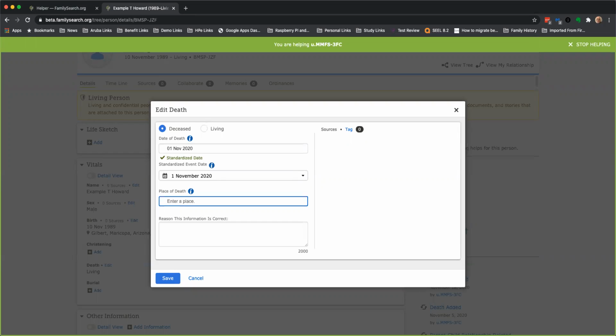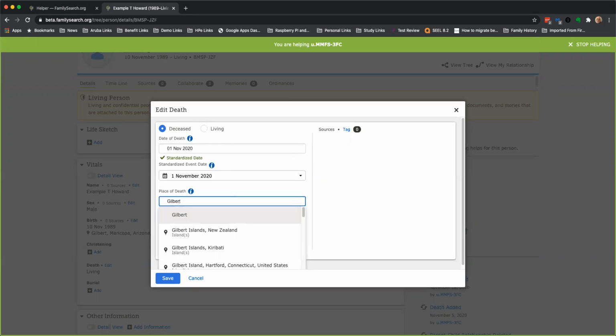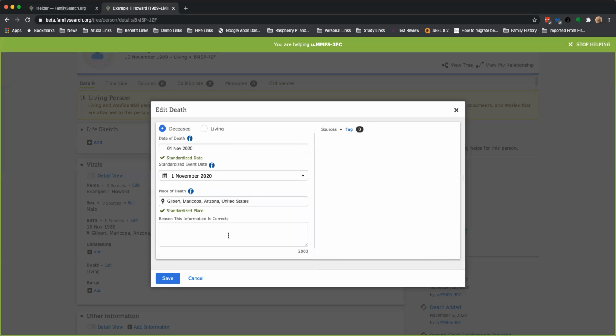Say it's Gilbert, Gilbert, Arizona. Let's see if it's going to. Oops. If I do this right, Maricopa. That's what I'm looking for. Right? And then, even when you're doing it in beta, just get in the habit of putting down reasons. And I'm not going to yell at anybody. I can't even type today.